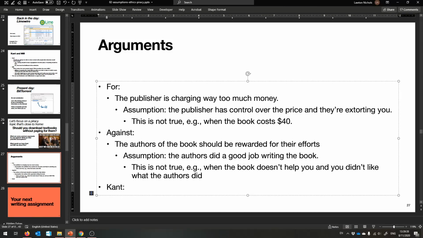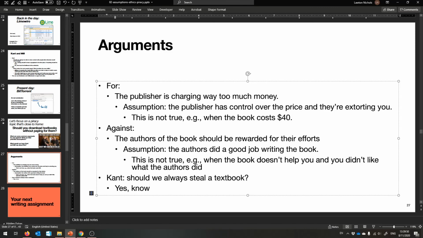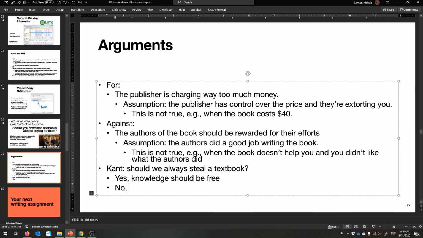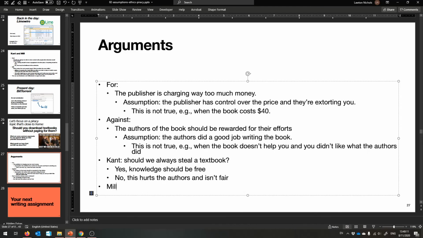Kant would either be for or against. He would say, should we always do this? And so he might say, yes, knowledge should be free. That's how people move up in the world, and we like that. Or no, this hurts the authors and isn't fair. I wouldn't want this to happen to myself, so obviously I don't want it to happen to other people. And then you can do the same kind of arguments with Mill.